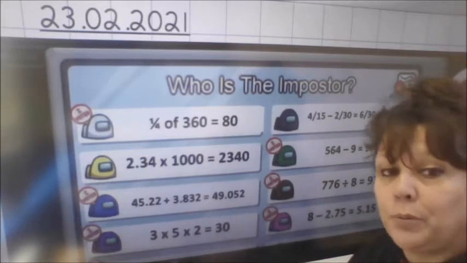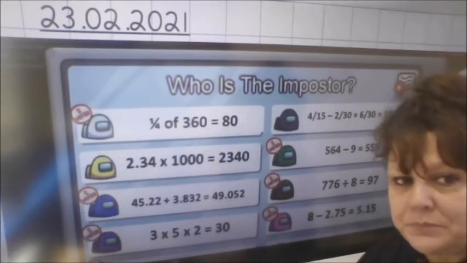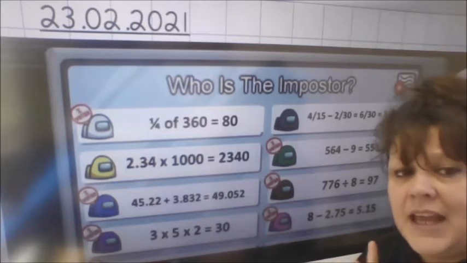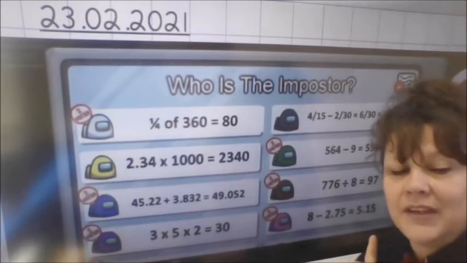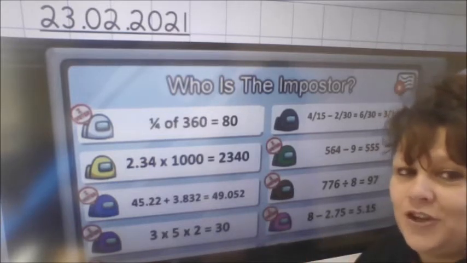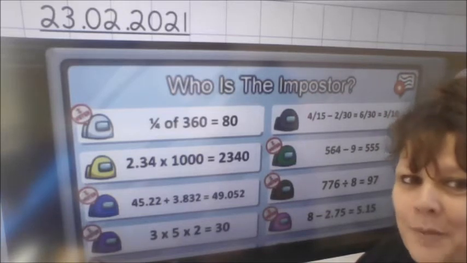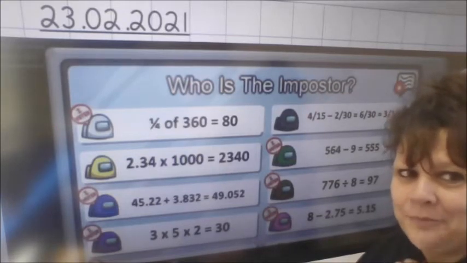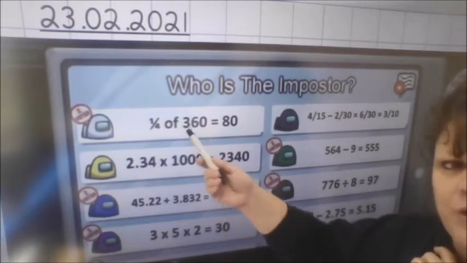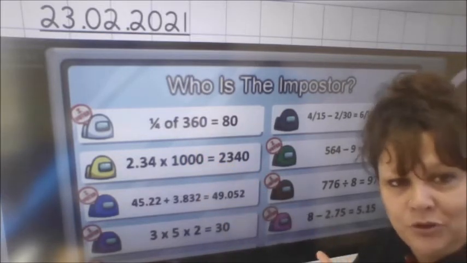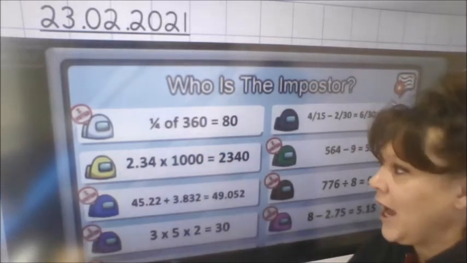So you will need your purple book, you'll put the short date, and you'll calculate these to see if you get the same answer as here. If you don't, then you've probably found an imposter, but always double check your working out. So a quarter, remember that we divide by the denominator and multiply by the numerator.